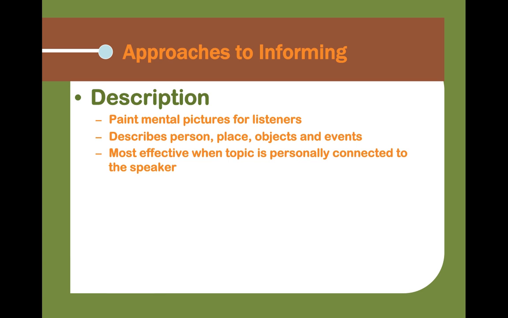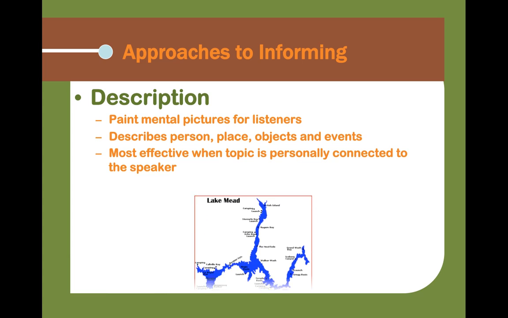So there are different approaches to informing. The first is you could give a description. This is when you paint a mental picture for the listener. You describe people, places, objects, and or events. It's most effective when the topic is personally connected to you.